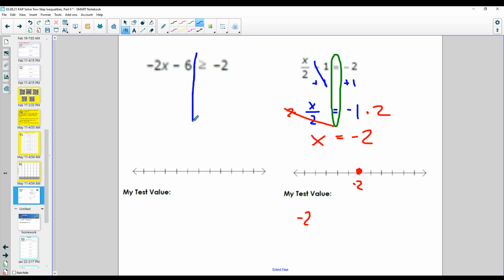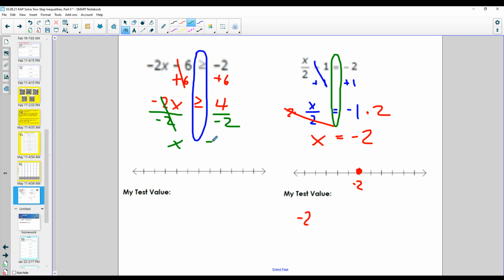Same thing. I like to highlight or circle the inequality. So again, here's the x. I cover it with my hand. How do I undo subtract 6? Add 6 to both sides. Cancel -2x. -2 plus 6 is 4. How do I undo a multiplying? I have to divide by -2. Divide by -2. Cancel x. 4 divided by -2 is -2.